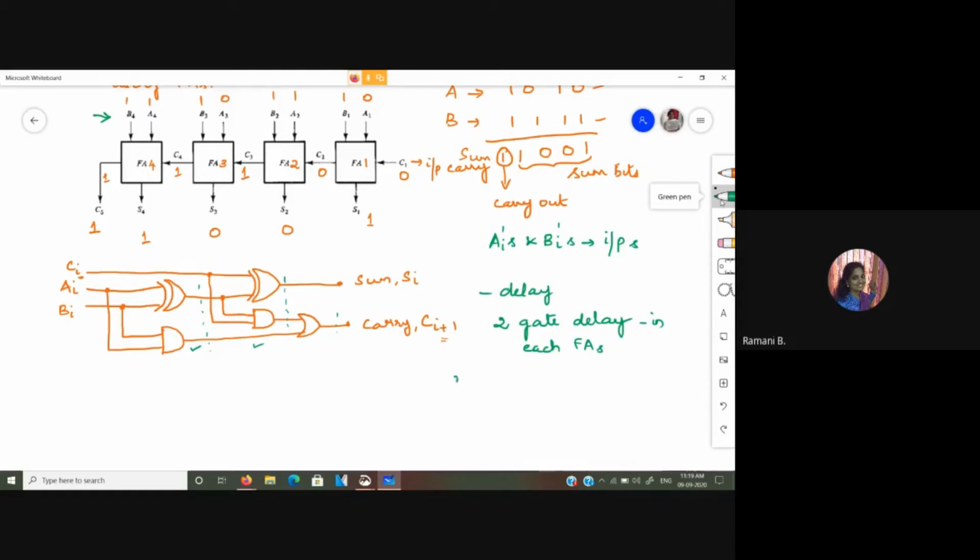So for any n-bit adder, you will have 2n gate level propagation delay.